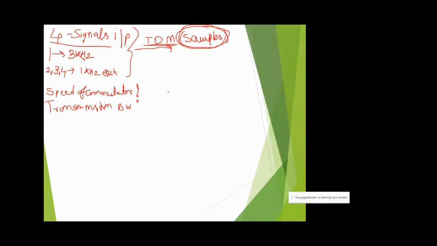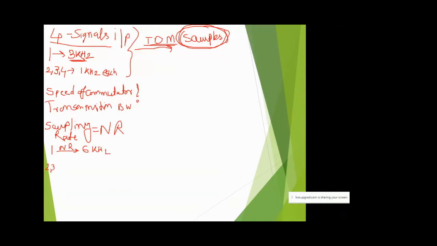So first of all, in this numerical it is not mentioned at which sampling rate we have to do the sampling. So here we will use the Nyquist rate as the sampling rate. For the first signal, what is the frequency? 3 kilohertz, right? So 3 into 2, that is 6 kilohertz.